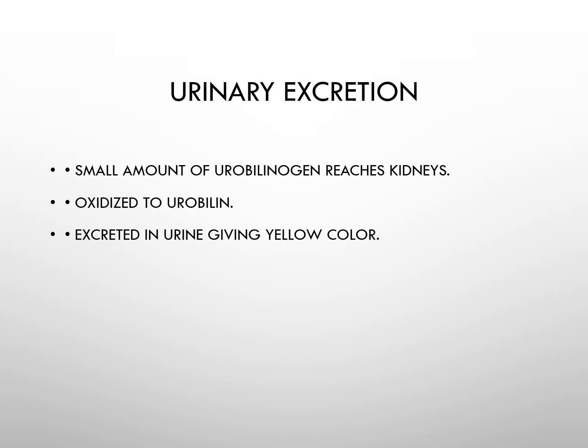I'll be talking about urinary excretion. After the conversion of bilirubin into urobilinogen, a small amount of urobilinogen enters the kidney through the bloodstream. In the kidney, urobilinogen is oxidized with the help of oxygen, which leads to the yellow pigment called urobilin. The urobilin is excreted in the urine, giving urine its yellow color.